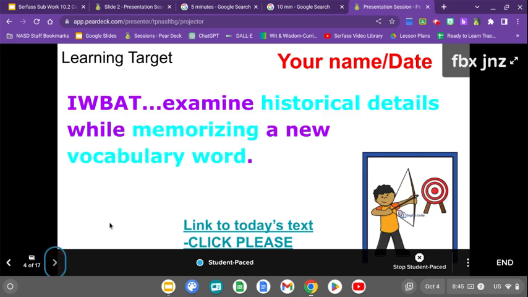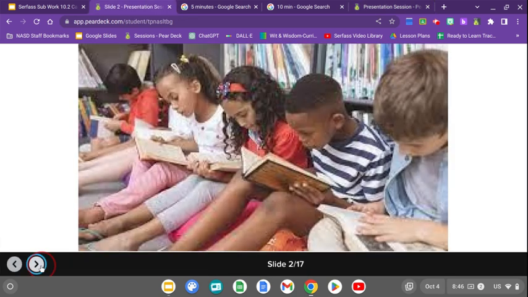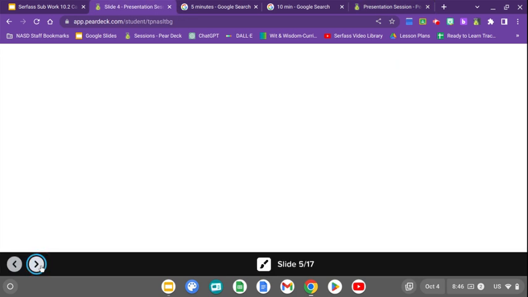Slide 4, the colors will change, but the target stays the same. Examining historical details, using the book The Castle Diary, while memorizing a new vocabulary word. So, how does The Castle Diary build my knowledge of identity, experience, and opportunity in the Middle Ages? Well, let me go ahead and show you what you guys will be doing as students with this slide.